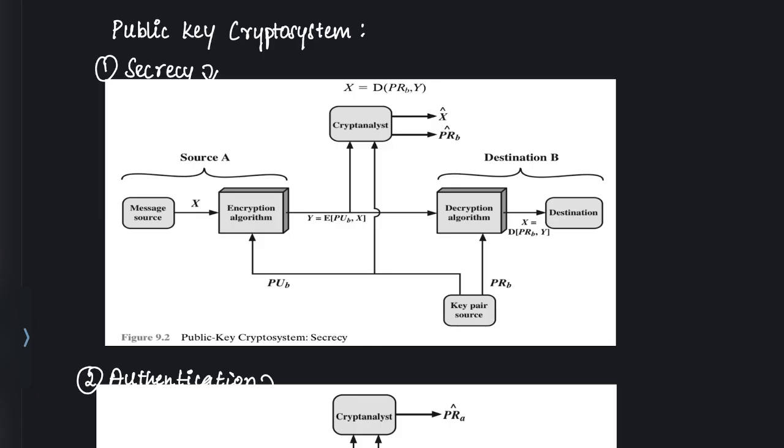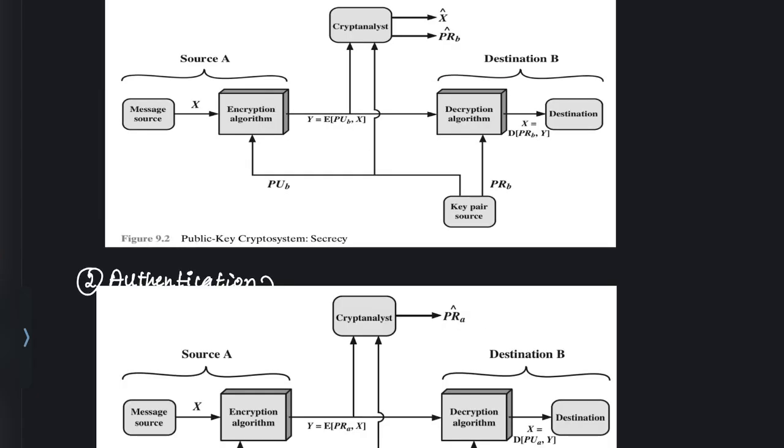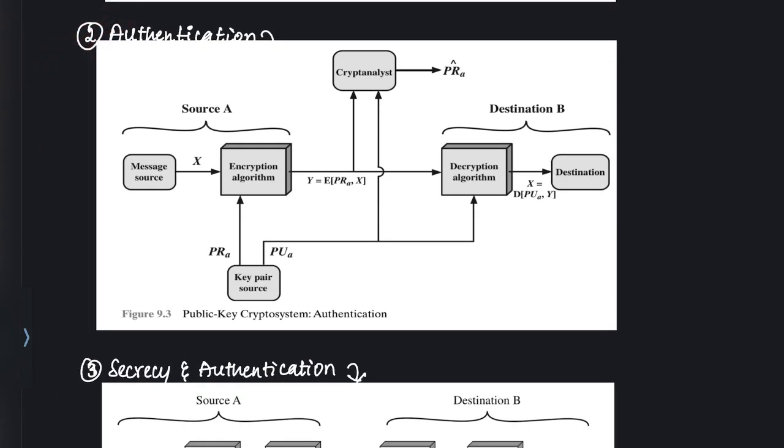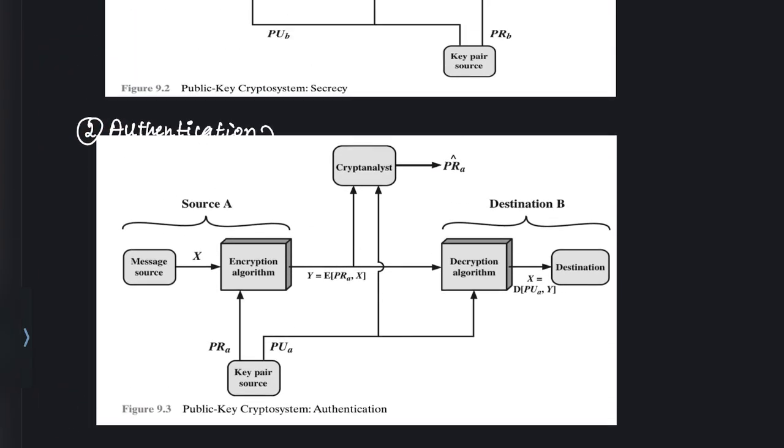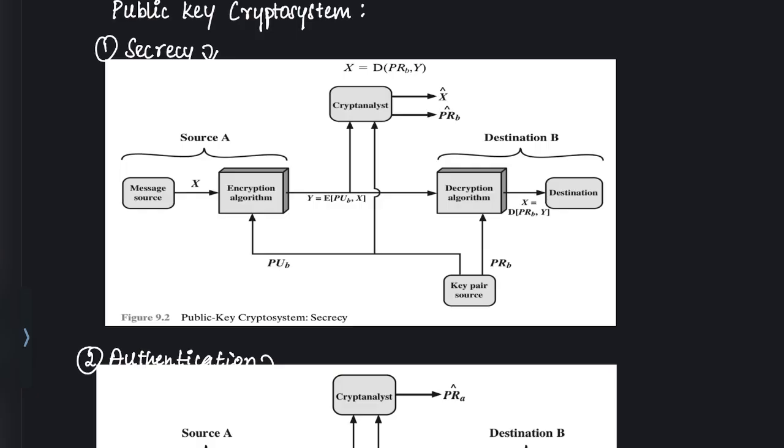Here we'll be looking into the public key crypto system from the secrecy perspective, authentication, and the combination of how secrecy and authentication is obtained. If you see the first figure, it speaks about public key crypto systems and secrecy. Here source A will produce a plain text, that is the message, denoted by X.